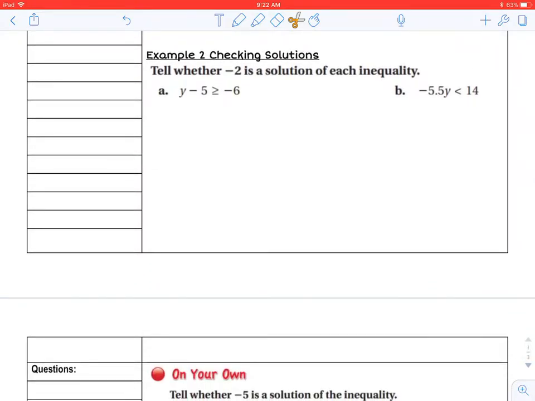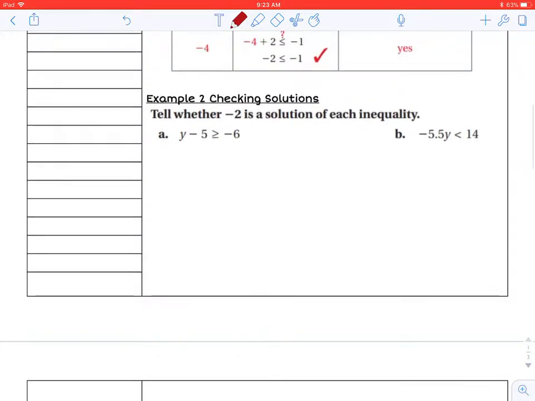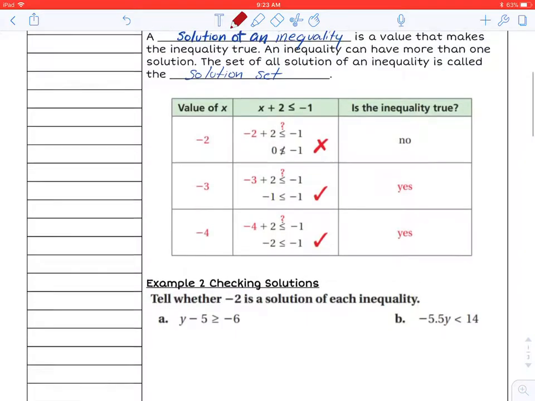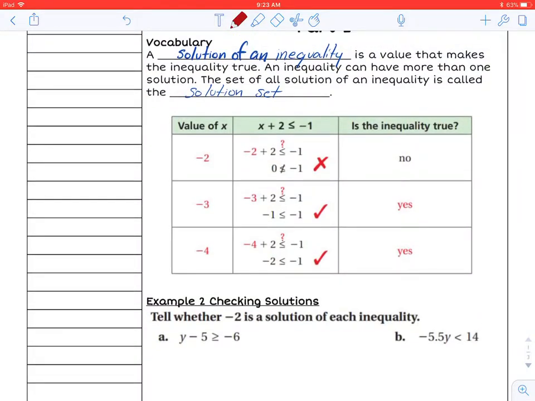So here we've got example 2. Example 2 because example 1 was on part 1. And what example 2 wants us to do, and before we move on to example 2, let me go ahead and put a question up here for you guys.